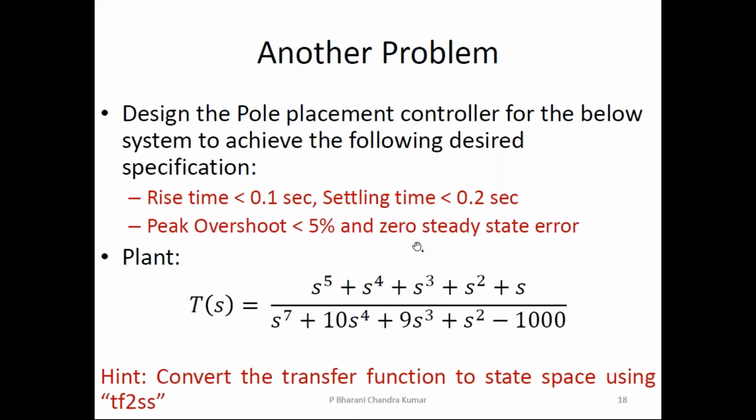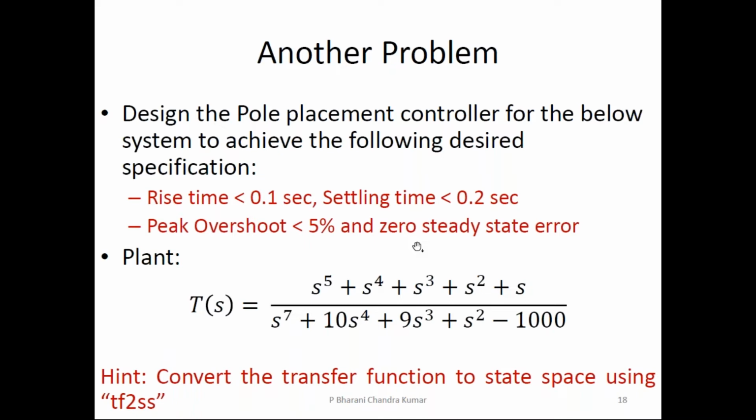Do you have any supportive materials for that, sir? See, every plant will have its own desired pole locations, and you have to select them. Take the DC motor I used today: I told you I want a very fast response, something like 6 milliseconds. That's why I have placed the pole very far away.